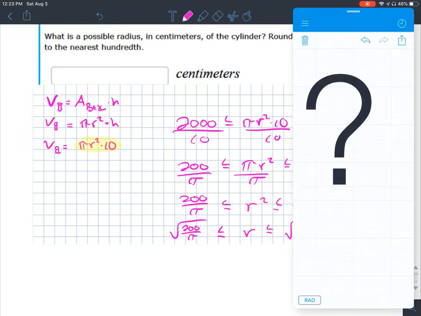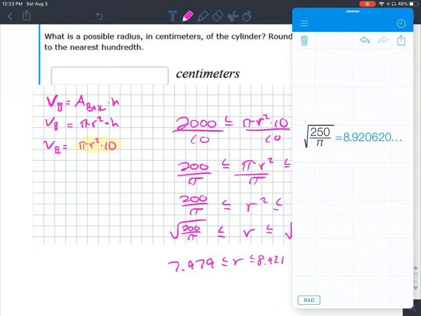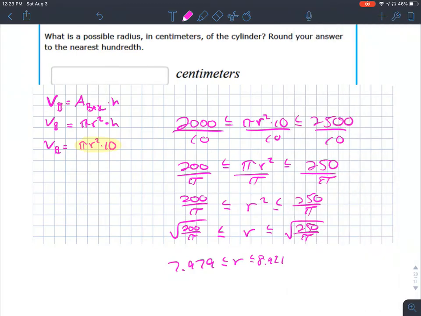Let me just throw this into my calculator, see if I get answers that seem reasonable. So this one is 7.979, and then this other one was 250 divided by pi, and then square root that. That would be 8.921.